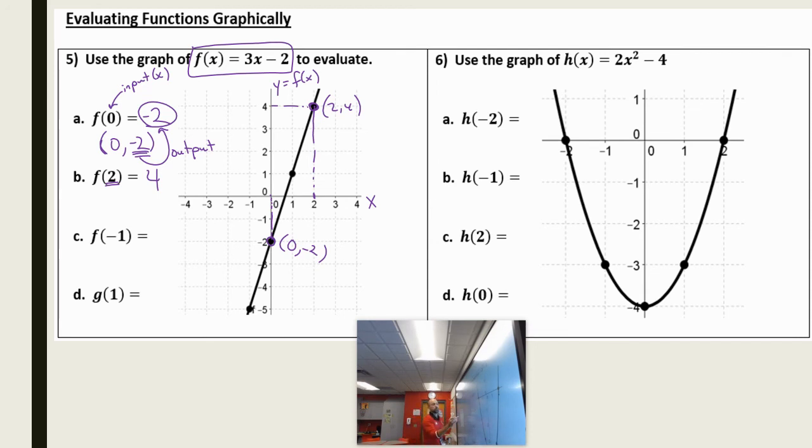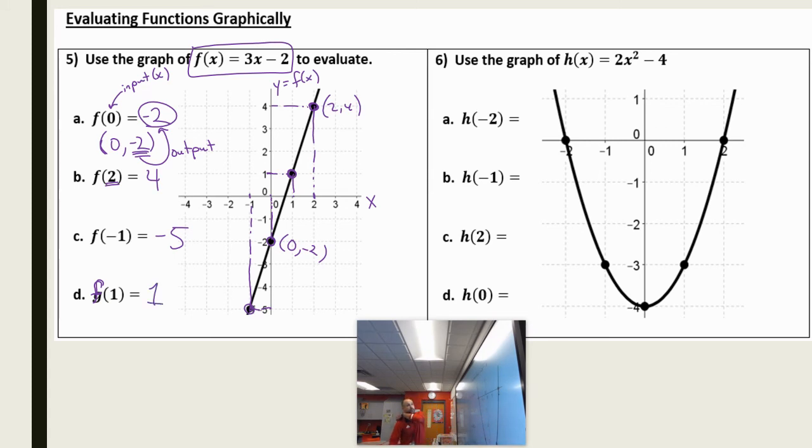When x equals negative 1, here's negative 1. Travel down to my graph. Travel over, negative 5. And then g of 1, that should be f of 1. So f of 1, here's 1. Travel up. There's the ordered pair. Travel over to the y value. It's just 1.